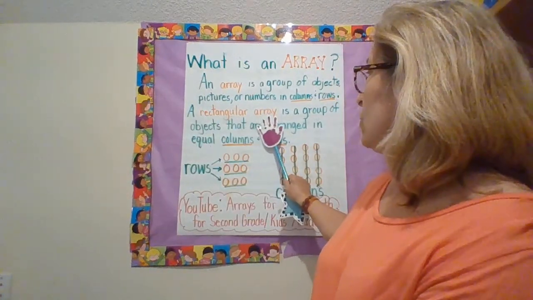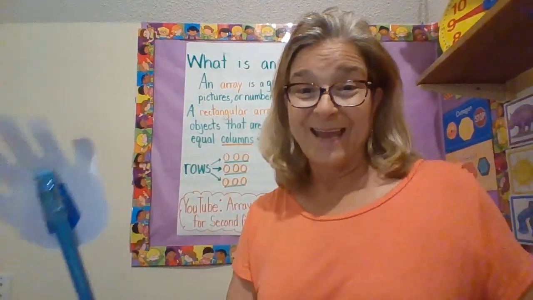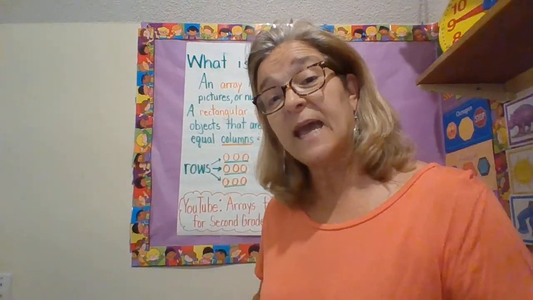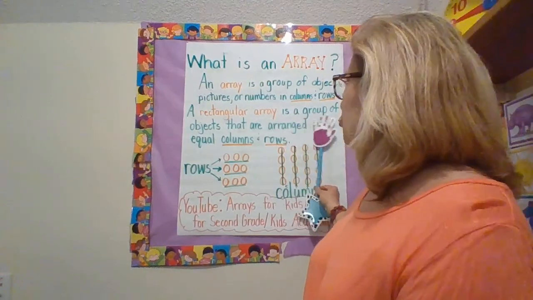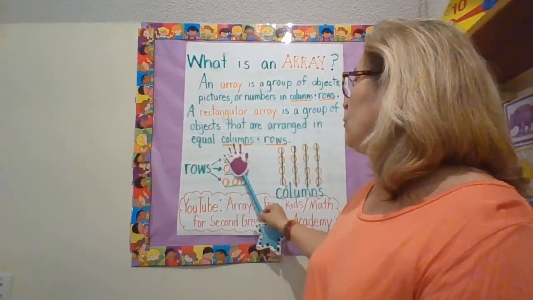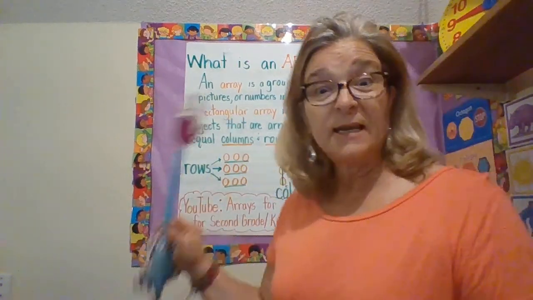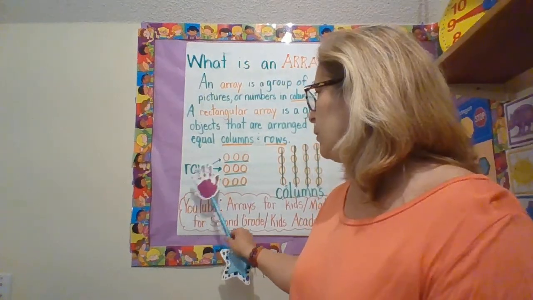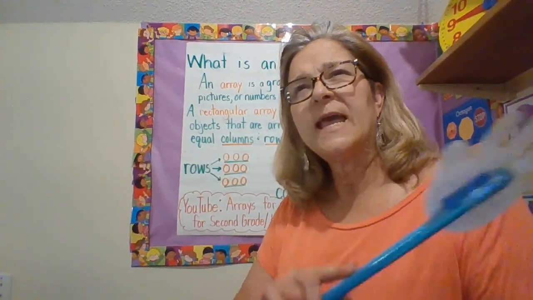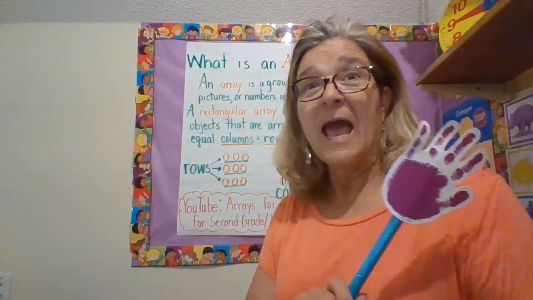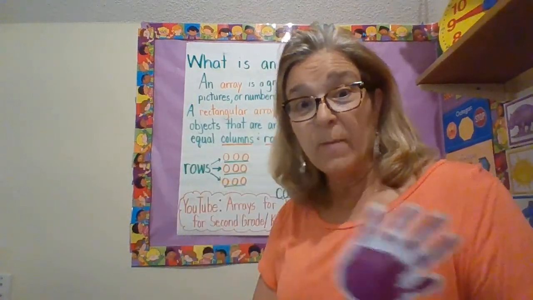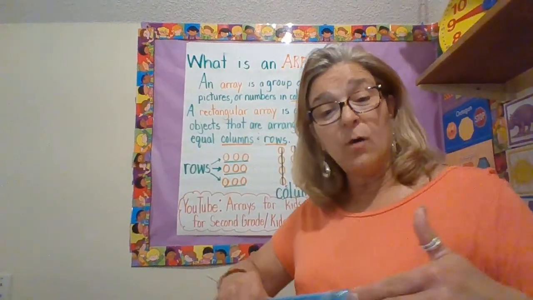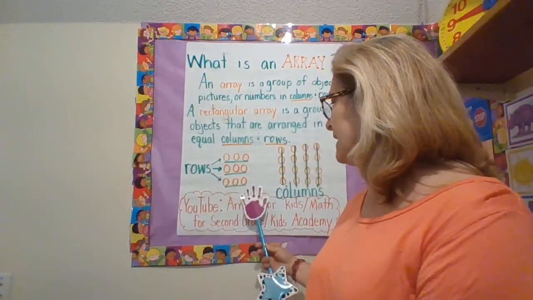A rectangular array, now we know a rectangle has two long sides and two short sides. So a rectangular array would be a group of objects that are arranged in equal columns and rows. Again, columns and rows are underlined because they're really important for you to know the difference between a column and a row. This is a row. When we think about a row in an array, it's like when you go to the movie theater and there are different rows. You might sit in the front row or the second row or the third row or the fourth row, but they're all in nice straight lines in rows from one side to the other.